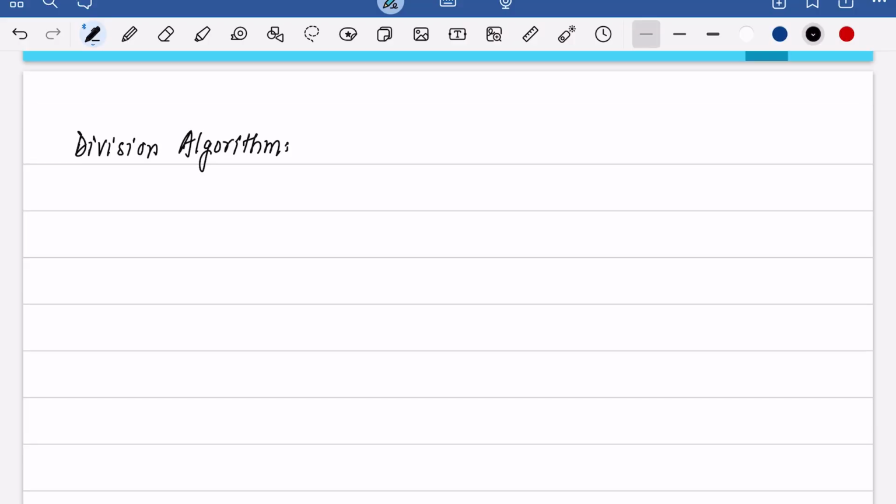So we begin with the division algorithm in this lecture because I believe that is the first main step that one must know for going into any such entrance test. So this is the division algorithm. We begin with the division algorithm.